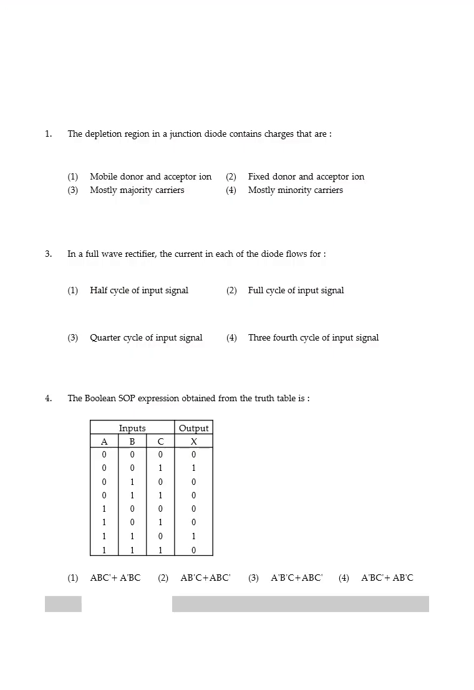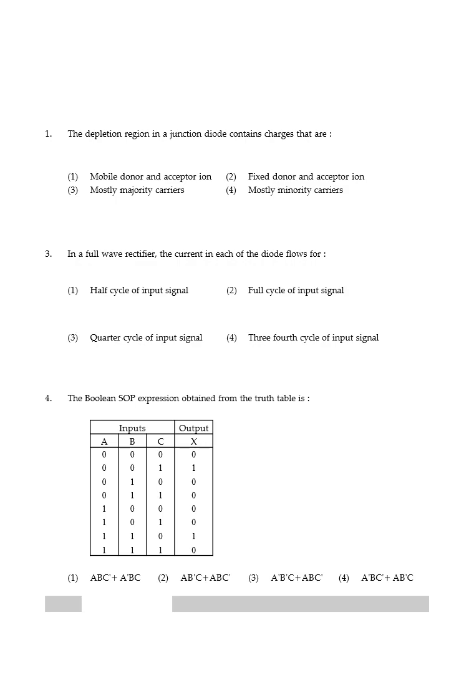So this is the previous year question series, and let us start the first question, which has been asked in the UGC NET Electronics Science previous years. The first question is: the depletion region in a junction diode contains charges that are... what kind of charges does it contain?